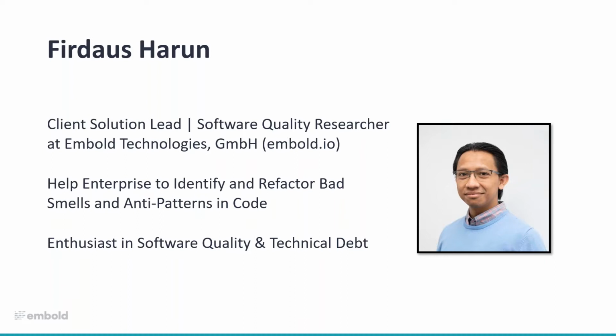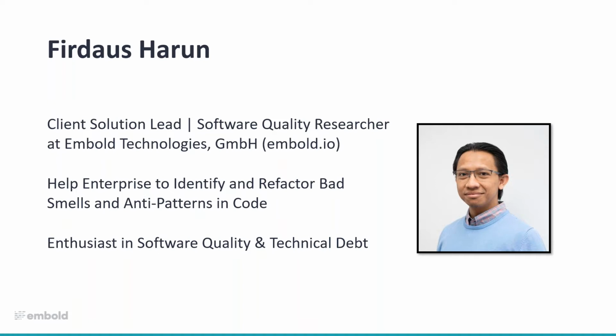Okay, so me, Firdaus Harun, I work as a client solution lead and software quality researcher at Untitled Technologies GmbH in Frankfurt. I work closely with clients on helping them improve their code quality, and at the same time, I work closely with engineers and developers on how to improve their code detection and anti-pattern detection, and also verify and validate their algorithms. I am also interested in software quality and technical debt topics.